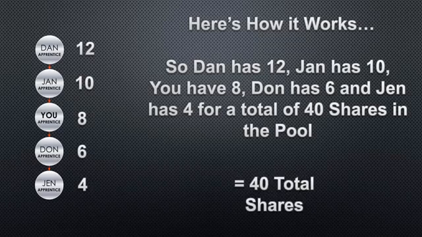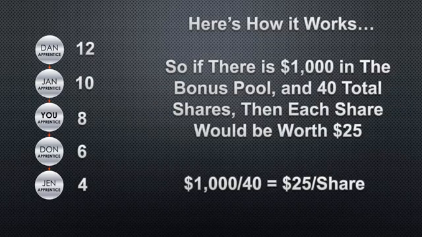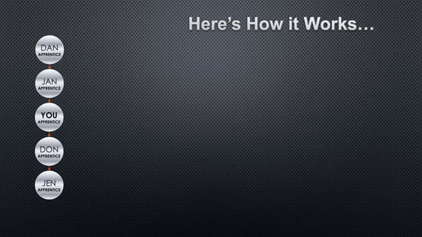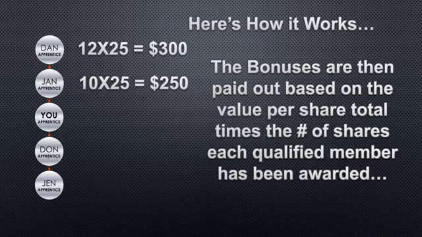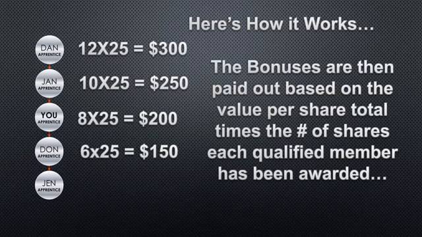So Dan has 12, Jan has 10, you have 8, Dawn has 6, and Jen has 4. There's 40 total shares in the bonus pool. Now let's say that we have the revenues come in and we put $1,000 in this bonus pool. Well, $1,000 divided by 40 shares is $25 per share. So in that scenario, the bonus would be paid out $300 to Dan, $250 to Jan, $200 to you, $150 to Dawn, and even Jen, being the last person to join, never referring a single person, would end up with a $100 bonus check if that's how the bonuses worked out.